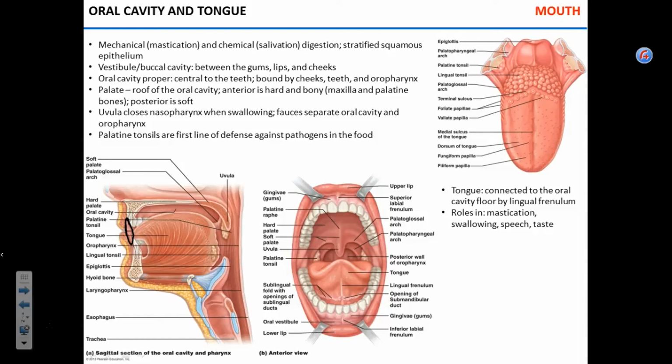Sometimes people put chewing gum under the lip, right here, on top of the gums, you know what I'm talking about? That's going to be, they put it in the vestibule or in the buccal cavity.